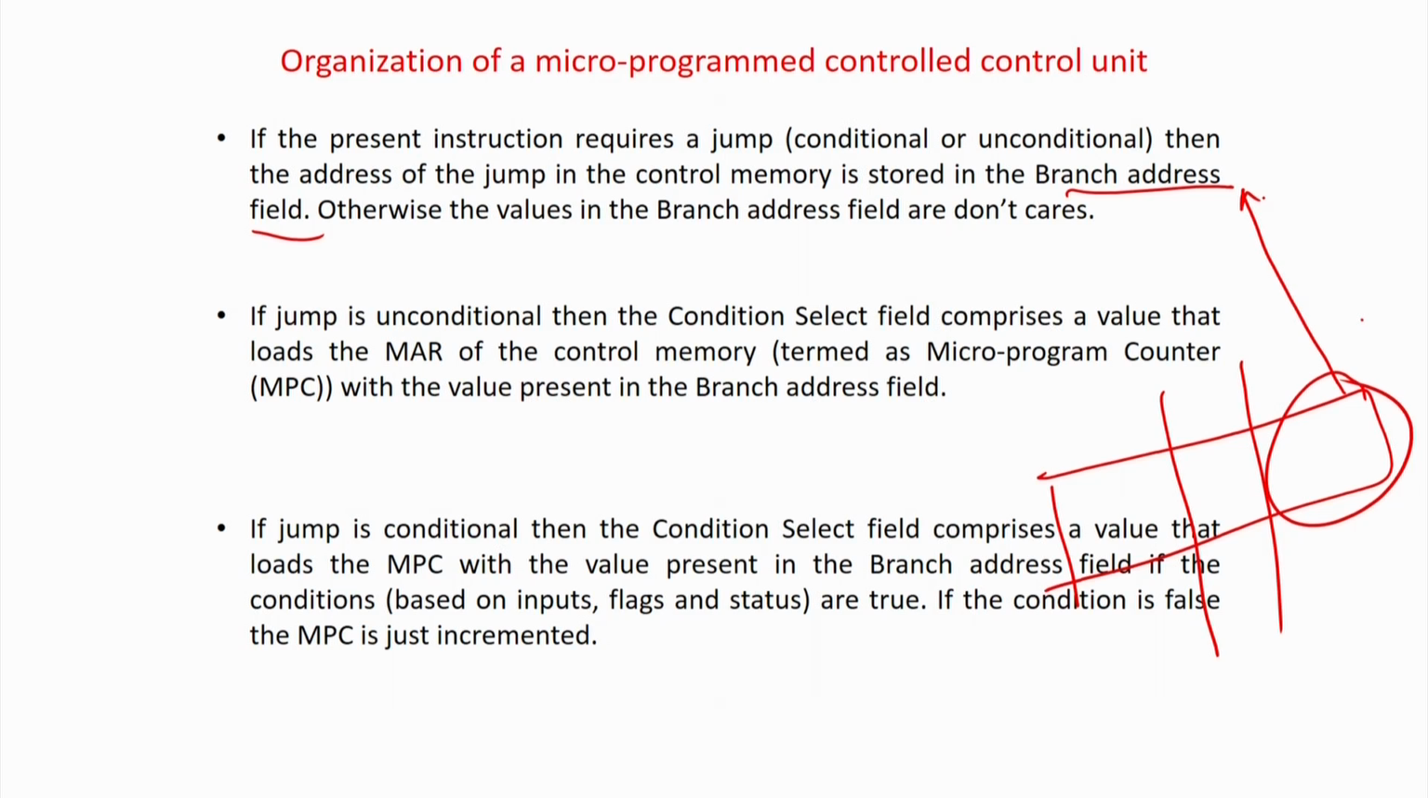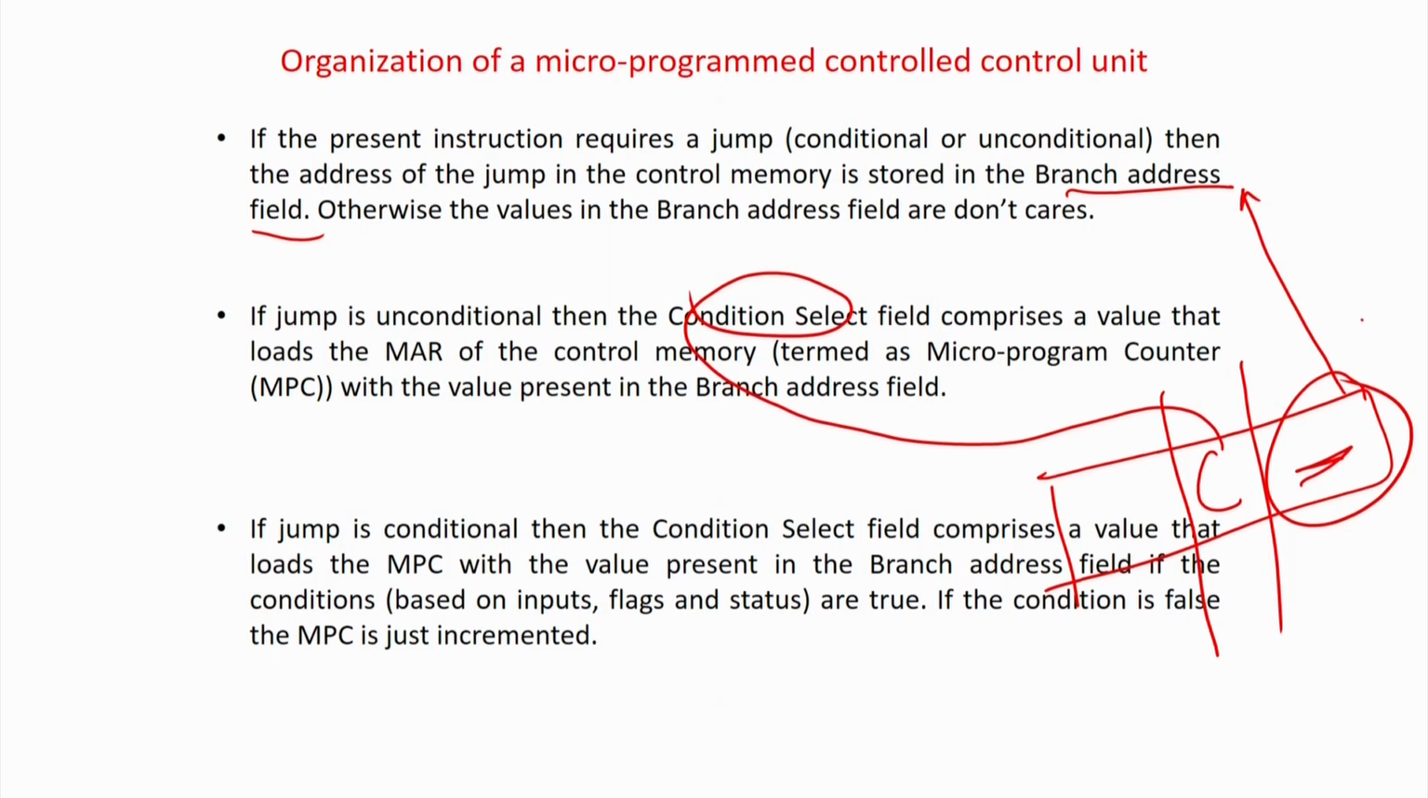Therefore you have to explicitly mention in the instruction itself that if some condition is true, you have to go to this address. If the condition is not required, or you need not jump from this instruction by any means, you can put some default variable. If the jump is unconditional, this is called the condition select field. Of course, the jump will happen based on some condition. As I told you, you can have different encodings: if the control has to depend on some flags or some inputs from your IO devices, you can mention that by some code over here.